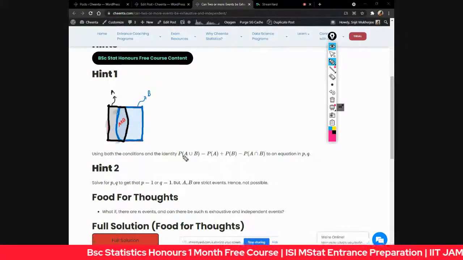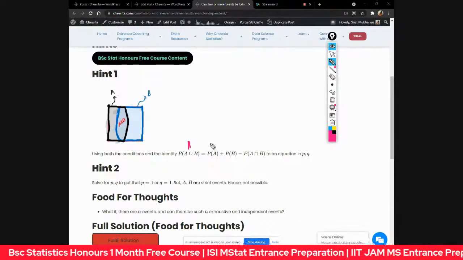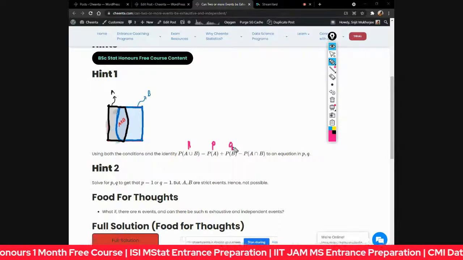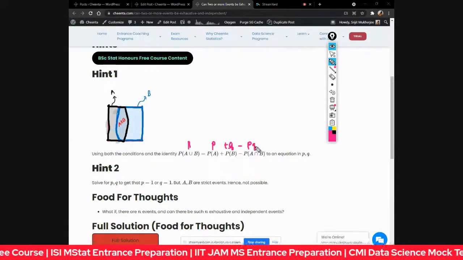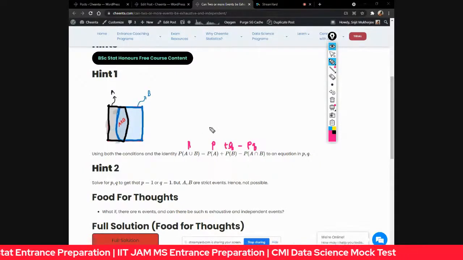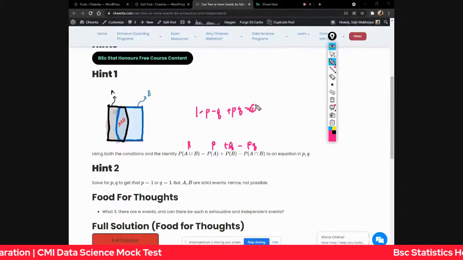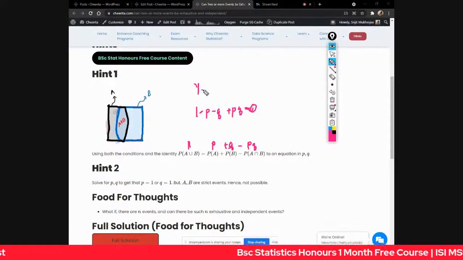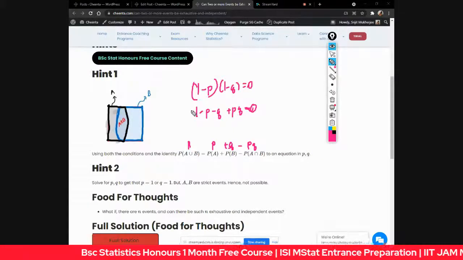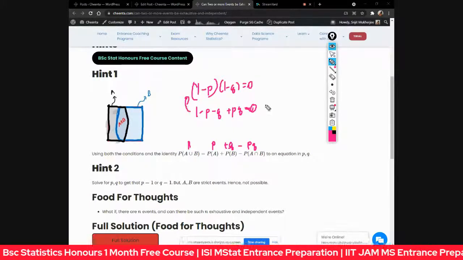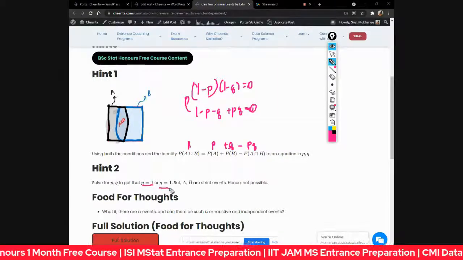So let's replace that, guys. You have 1 over here, since A and B are exhaustive, this is P(A), this minus this. If you rearrange it, you will get that 1 minus P minus Q plus PQ is equal to 0. I'm sure you must have encountered this sort of factorization idea in school. It's actually equal to (1 minus P) into (1 minus Q). You can also do it by middle term factorization. So what you get is that P is equal to 1 or Q is equal to 1.